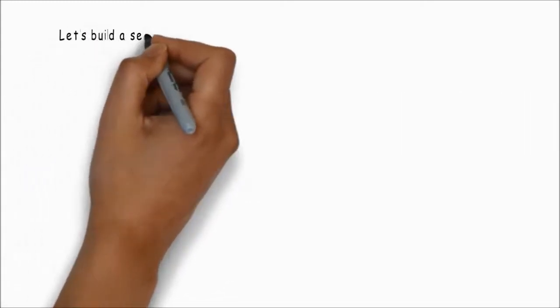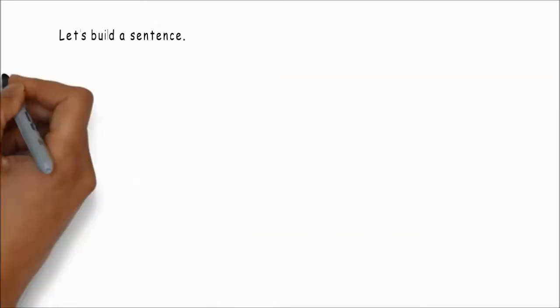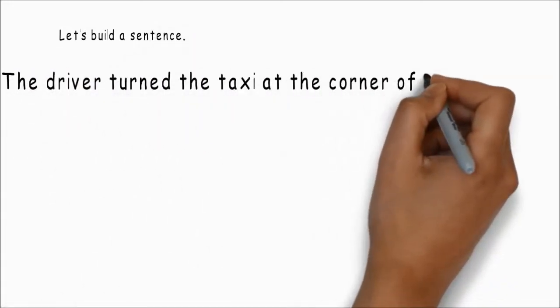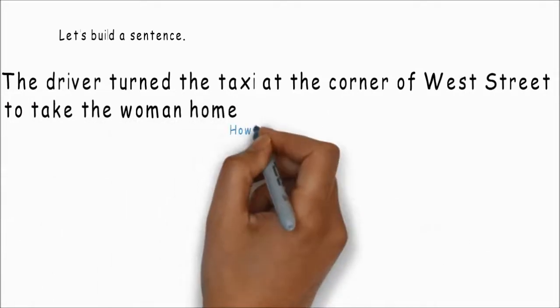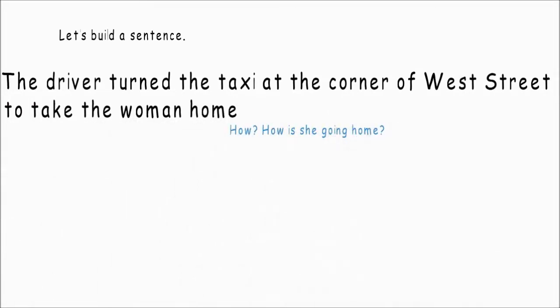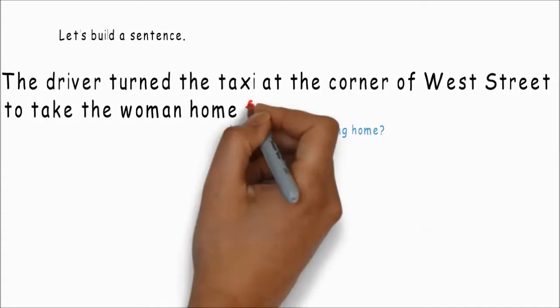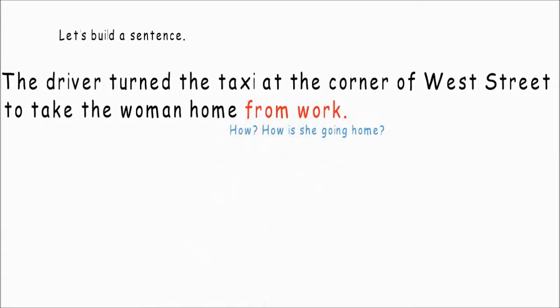Let's build a sentence. The driver turned the taxi at the corner of West Street to take the woman home. How? How is she going home? To take the woman home from work. She was at work.